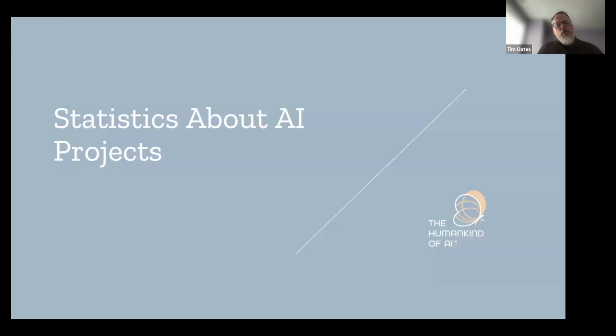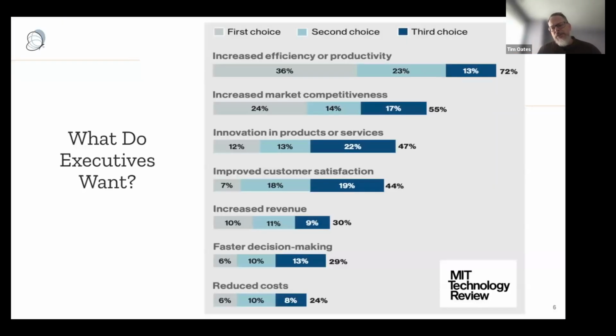So what are some statistics about AI projects? The MIT Technology Review Surveys branch did a very interesting survey about AI and machine learning projects that companies of a variety of sizes are embarking on. And so the first thing that we looked at, or that they looked at, that we'll talk about, are sort of what are executives trying to do. And so this plot shows they said, hey, here are some selections.